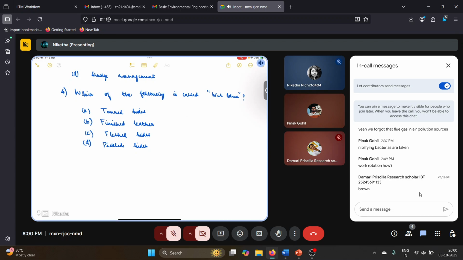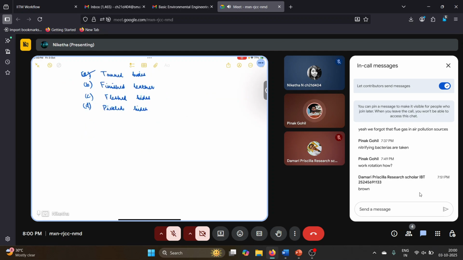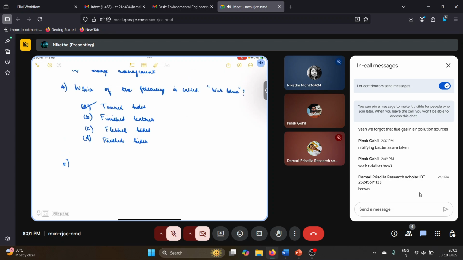No, the correct answer is tanned hides. Because once the tanning process is done, the skin will be blue in color. That is why it is called wet blue. But in option D, pickled hide, obviously pickling means adding salt to it, so that is not the right answer. Okay.